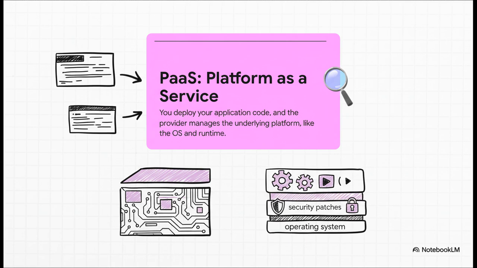With PaaS, you get to focus on what you're actually good at, writing code. You just hand your application over to the cloud provider, and they take care of the entire underlying platform. We're talking managing the operating system, applying security patches, handling the runtime. All that tedious work is just done for you. And that means you can ship features way, way faster.